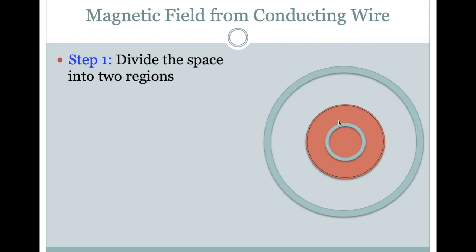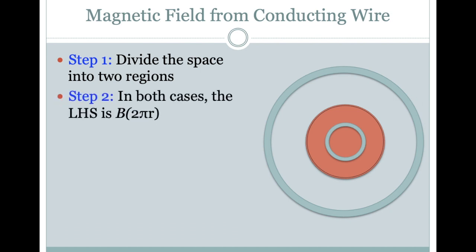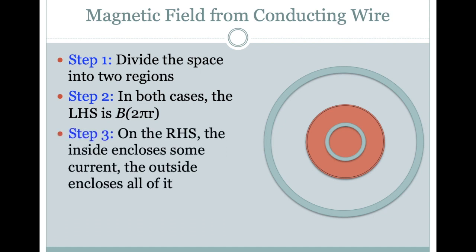The inside region has its own loop and the outside region has its own loop, but because the symmetries are the same, they have the same exact loop. And since it's the same as the wire, the left-hand side is still going to be B times 2 pi r. On the right-hand side, which talks about the enclosed current, the inner loop is going to enclose some of the current, whereas the outside loop encloses all of it. So I am justified in writing this. B times 2 pi r, which accounts for the loops, is equal to mu naught times the enclosed current for r less than a, and it's mu naught times the whole current for r bigger than a.